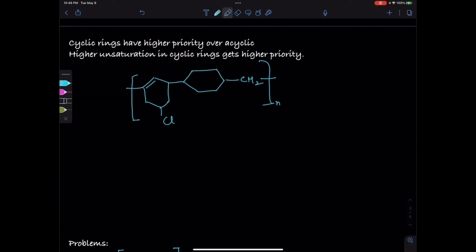The rule says cyclic rings have higher priority than acyclic, which means CH2 does not get priority. One of the rings should get the priority. And higher unsaturation in cyclic rings gets higher priority, which means the ring with the unsaturation should go first, followed by the cyclic ring and followed by the methylene group. So let's start naming this.